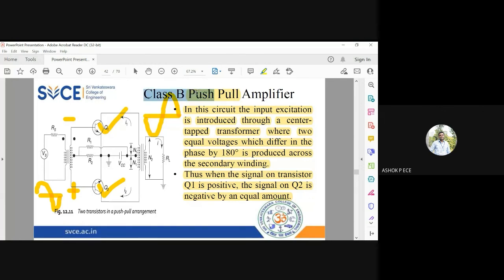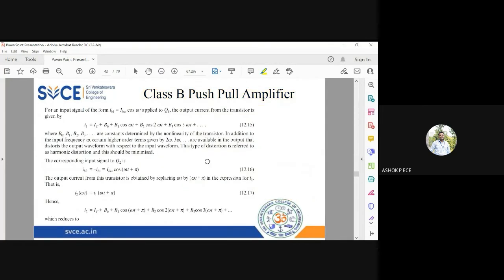At the same time, both the transistors will not be conducting. So it is like the operation of both transistors is independent. When Q1 is on, Q2 is off. When Q1 is off, Q2 is on. So that is how this class B push-pull amplifier works.